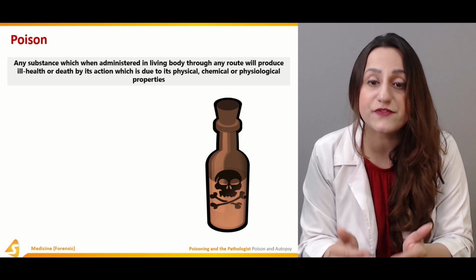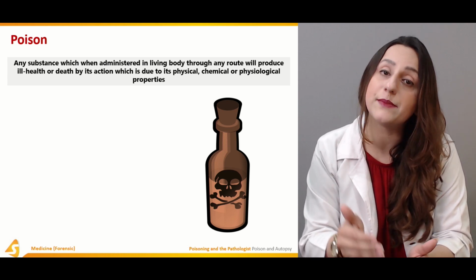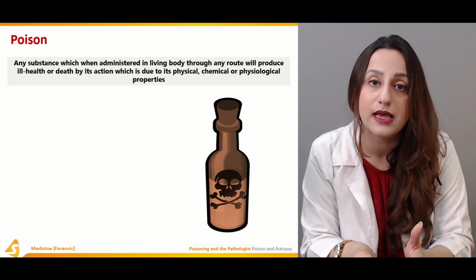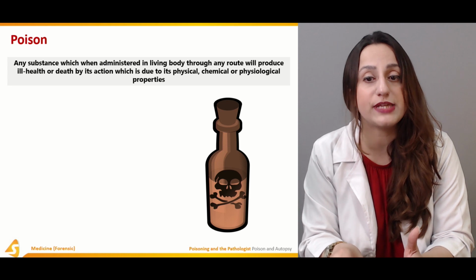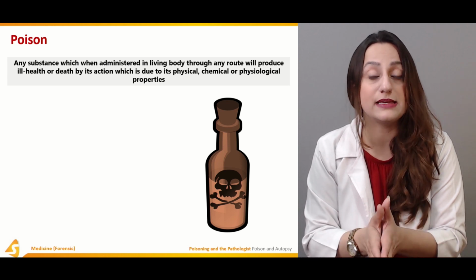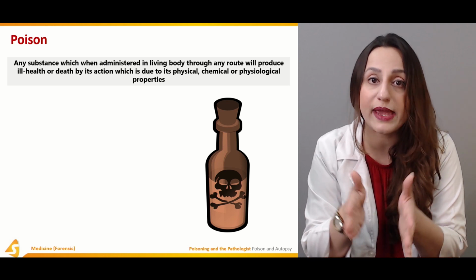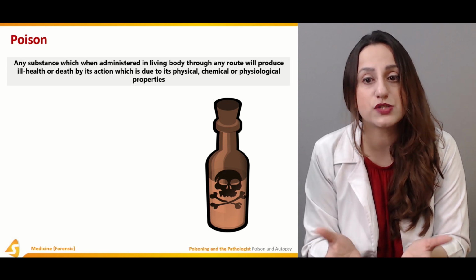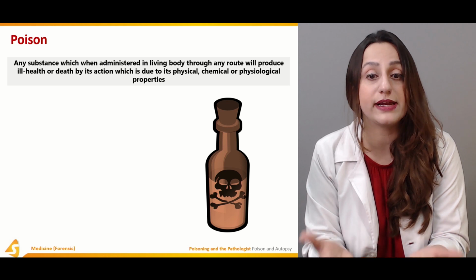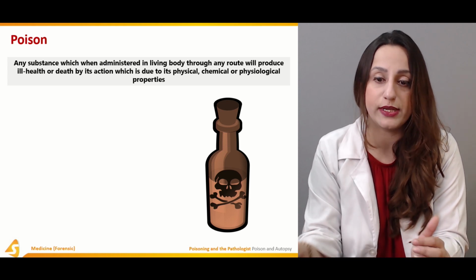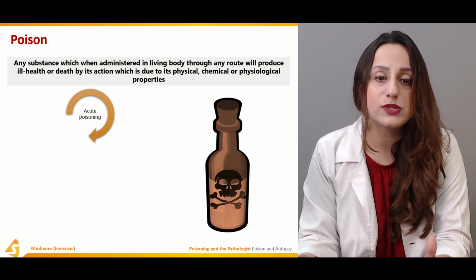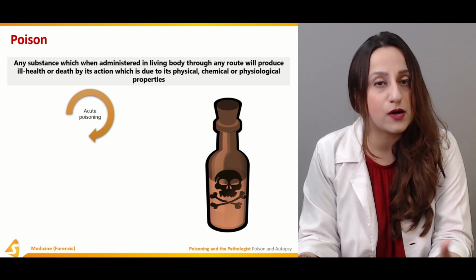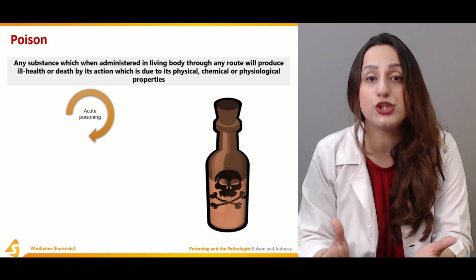We have to look for its physical properties, of course, and its chemical properties. Basically, that is going to determine what kind of chemical reactions this poison is going to take when it enters the bloodstream. And the physiological properties, of course, what kind of physiological effects it is going to produce in a human body. So this is basically the definition of poison, and of course, we can divide it into acute poisoning.